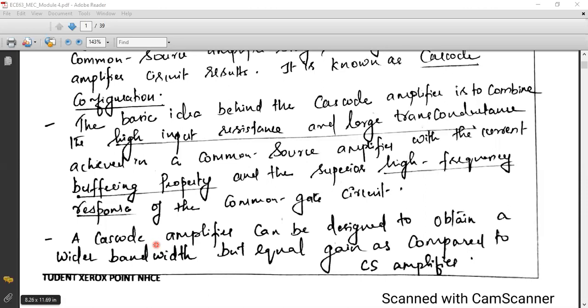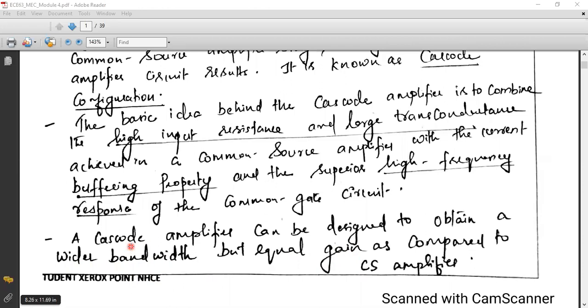Another advantage of the cascode amplifier is that it will operate in a wider bandwidth, but with the same gain. There is no change in gain. At the same time, you will get more bandwidth for a cascode amplifier. So what is the advantage of more bandwidth? It means your high frequency cutoff FH will be very large.